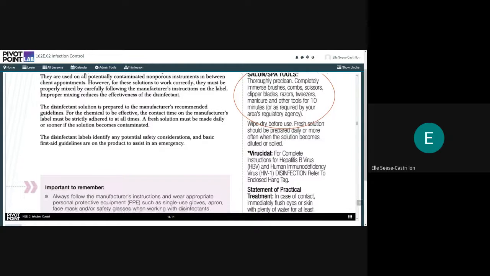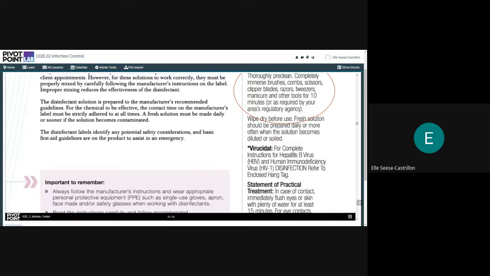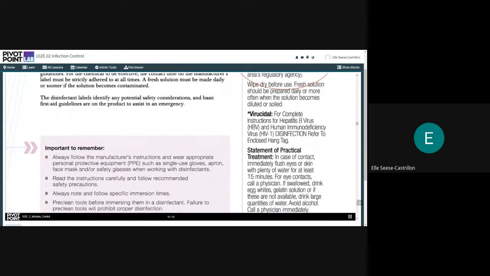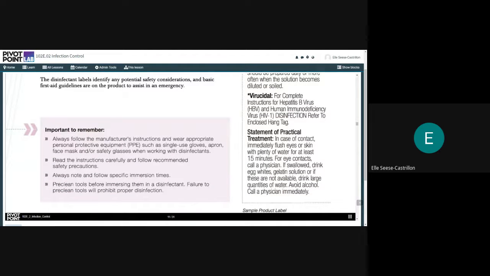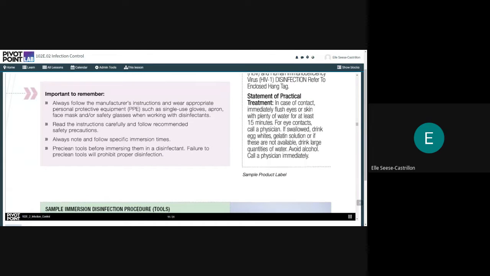Okay. So to thoroughly pre-clean, completely immerse your brushes, combs, scissors, clipper blades, razors, tweezers, manicure and extractor tools, and other implements for 10 minutes after you've thoroughly pre-cleaned them. Okay. And then you can also wipe dry before each use. Fresh solution should be prepared daily. So you're always going to switch the solution every single day. And then virucidal comes with complete instructions for hepatitis B, HBV, and HIV-1. And they have certain protocols for that as well on how to mix that disinfectant.